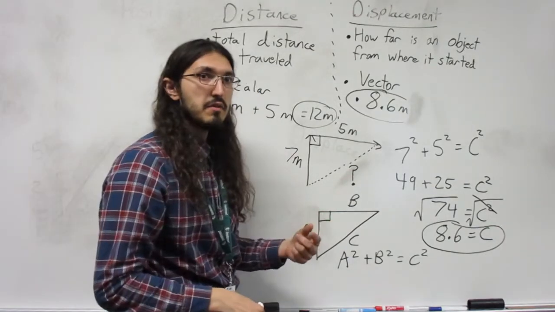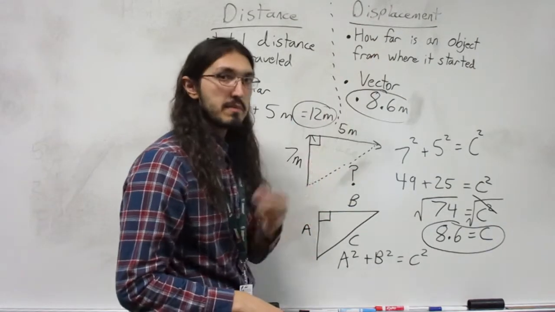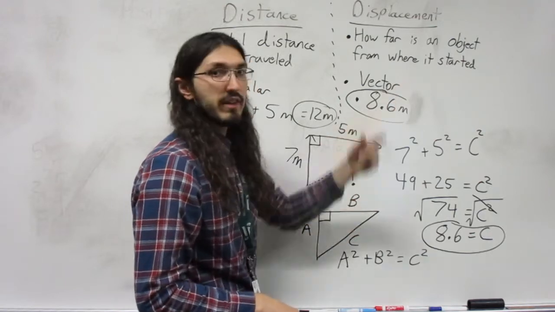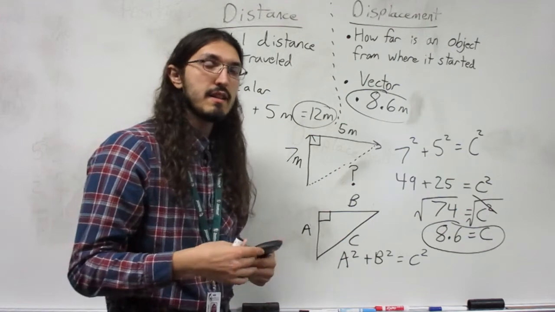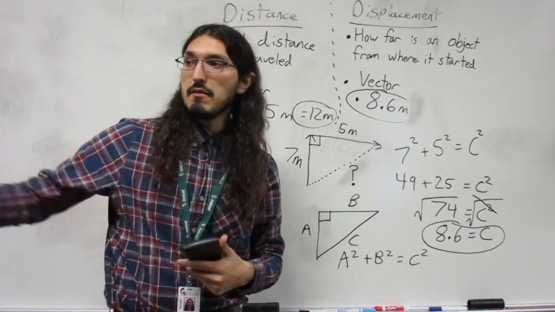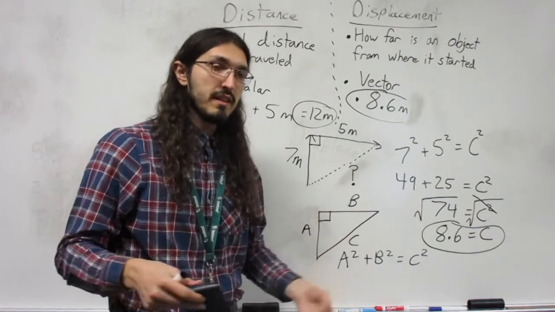One extra thing to note is that since displacement cares about direction, it is a vector after all, it's important to indicate where the object is displaced. Is it displaced that way? Is it displaced that way? You don't know unless you actually clarify.